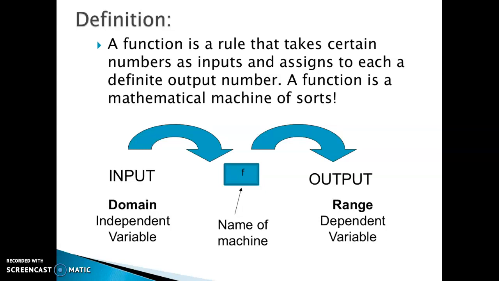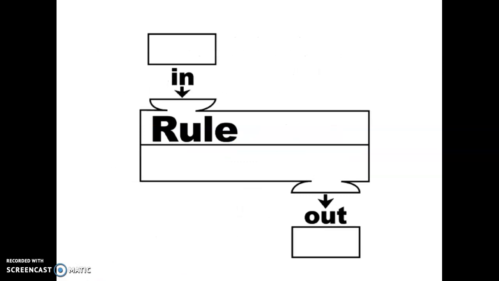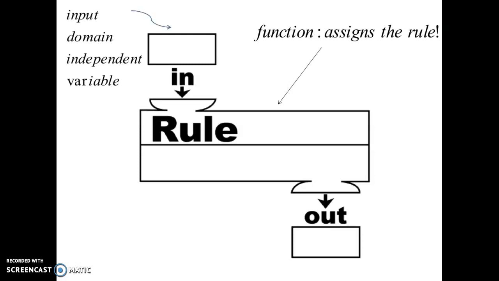And the output that comes out of this mathematical machine called a function is called the range, and it's called the dependent variable, which makes perfect sense because it depends on what we put in. The result depends on what the input was. So remember, the function is simply a machine that assigns a rule. What goes into this is called the input, the domain, or the independent variable. What comes out is called the range, so it's definitely like a machine.